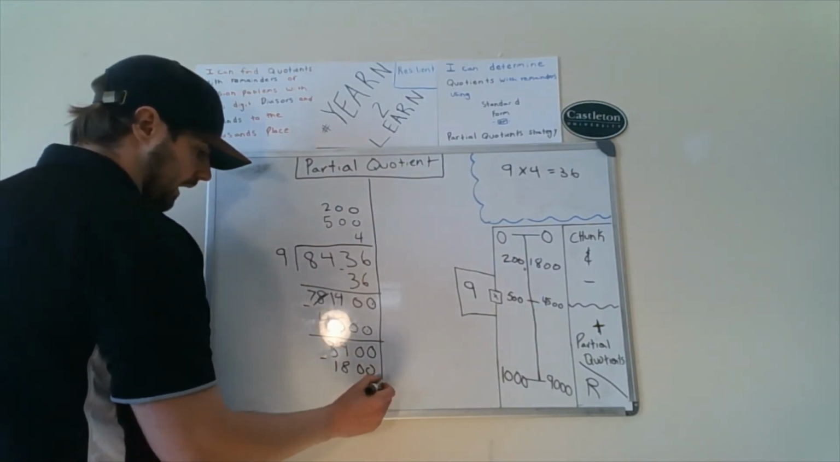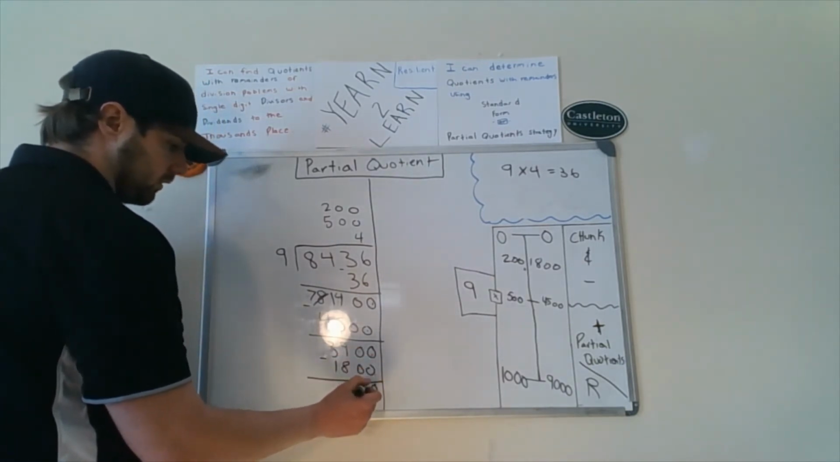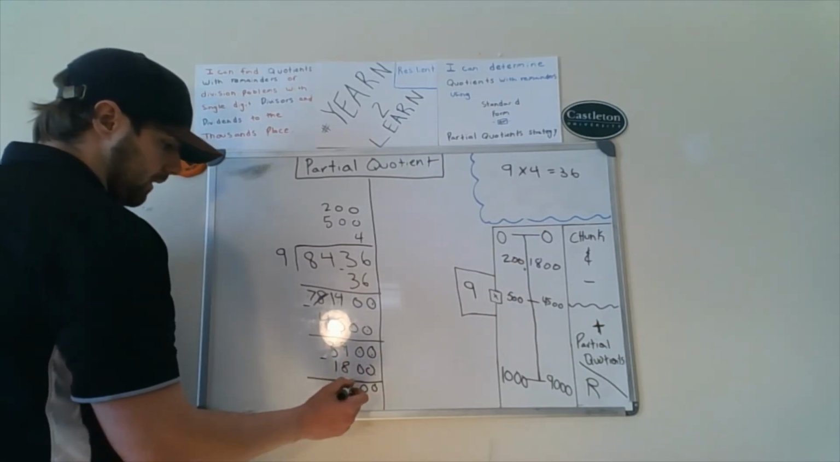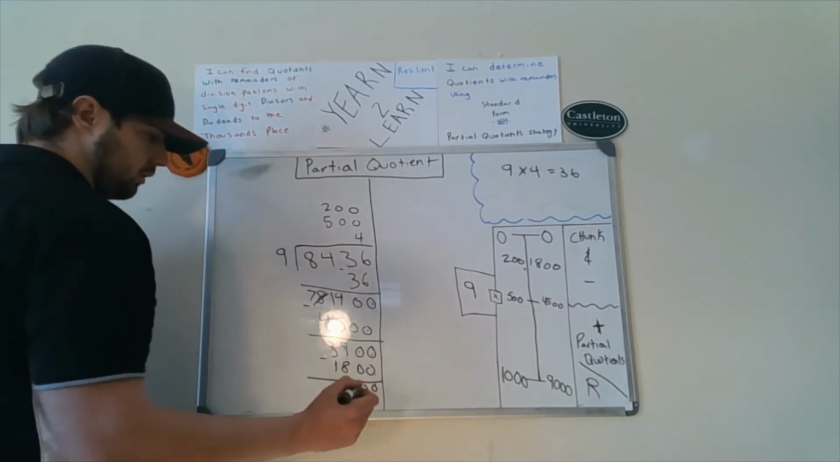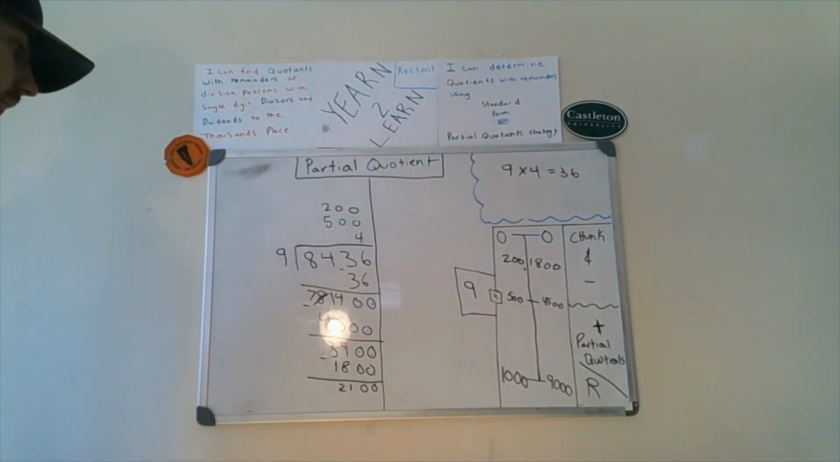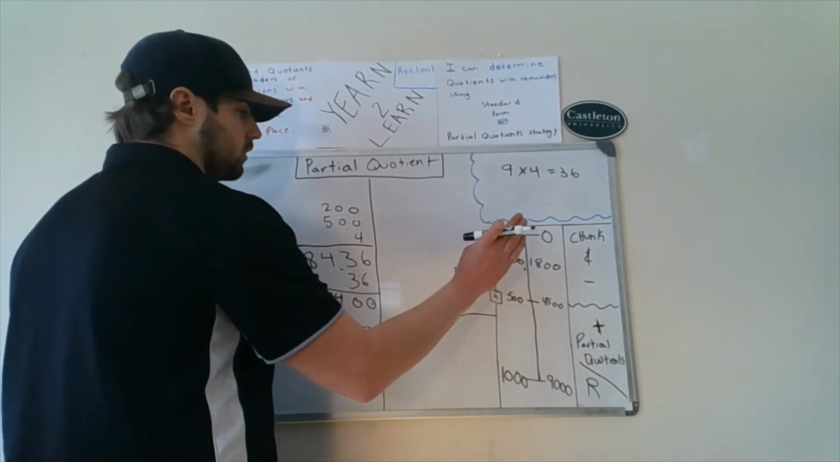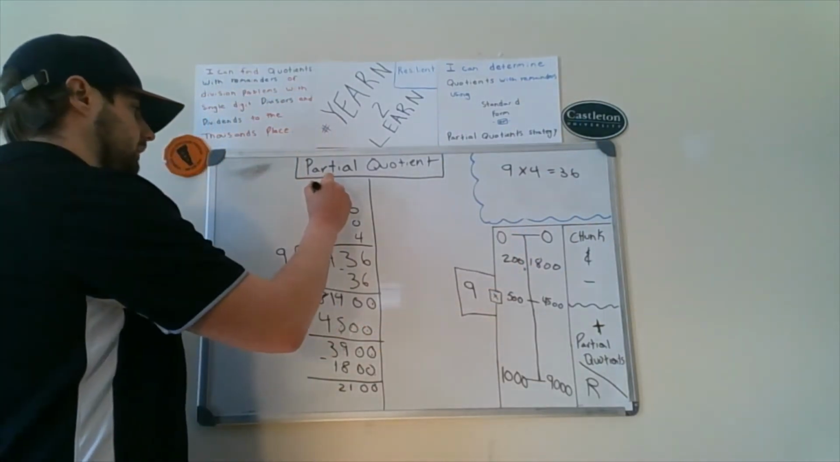I subtract it out. 0 minus 0, 0. 0 minus 0, 0. 8 minus 9 is going to give me a 1. 1 minus 3 is going to give me a 2. So, look at that. Can I chunk again? I can absolutely chunk again. I can chunk another 200 out of there. Let's do it.